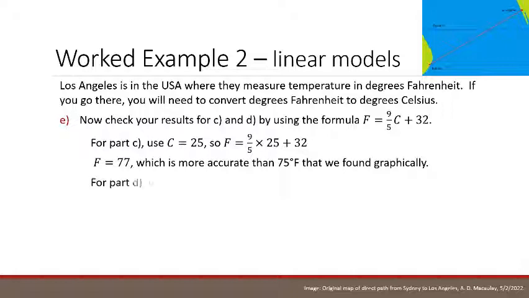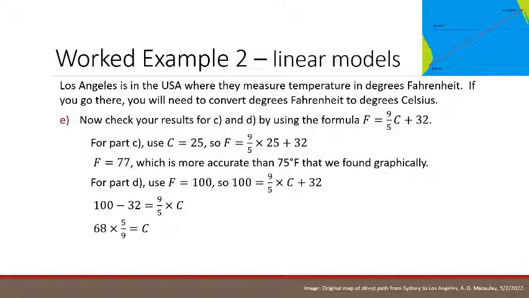Let's check part D. This time we're going to use F equals 100. So we replace the F with 100. 100 equals 9/5 times C plus 32. Now we need to do a bit of rearranging. So we take 32 from both sides. So 100 minus 32 equals 9/5 C. And then 100 minus 32 is 68.